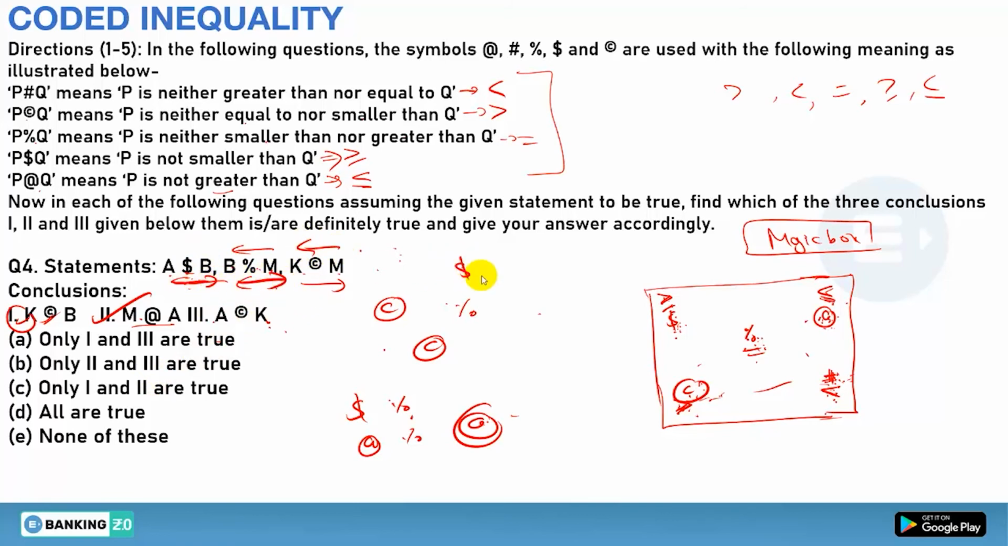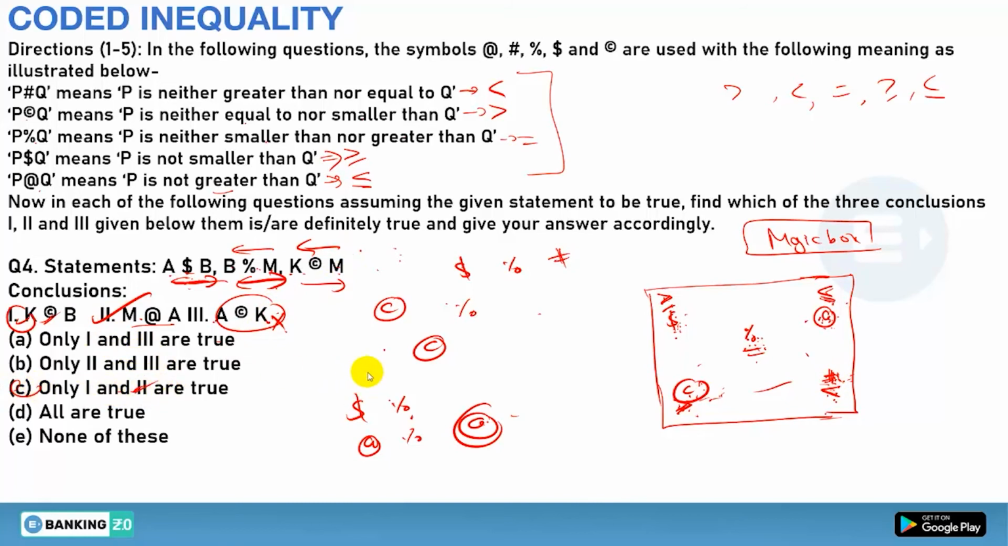So what are you getting? Dollar, percentage, and M to K backward. So this copyright will change into hash. So we are getting dollar, percentage, and hash. These will come diagonally, hash and dollar. So this will not be confirmed. So only first and second is true. That is option number C.